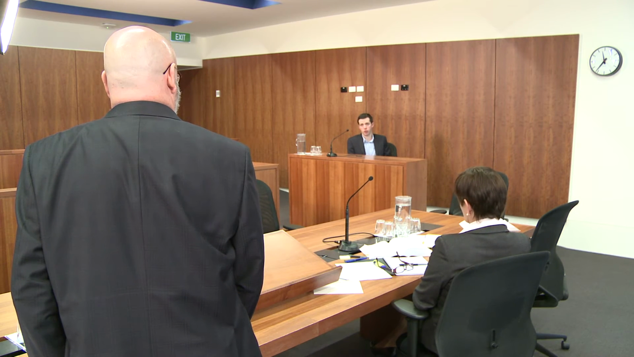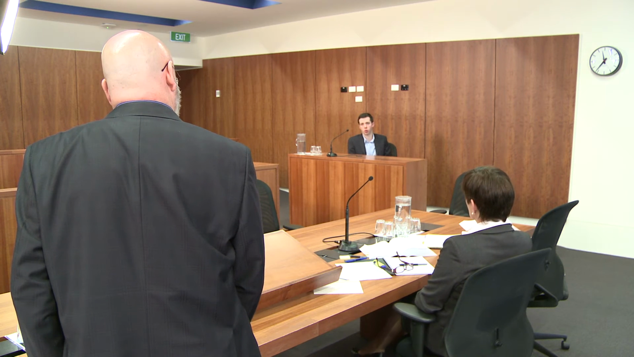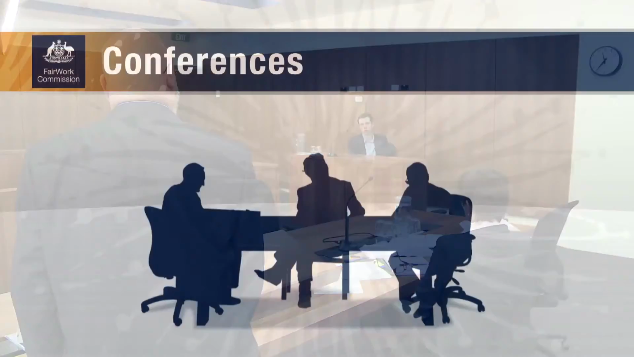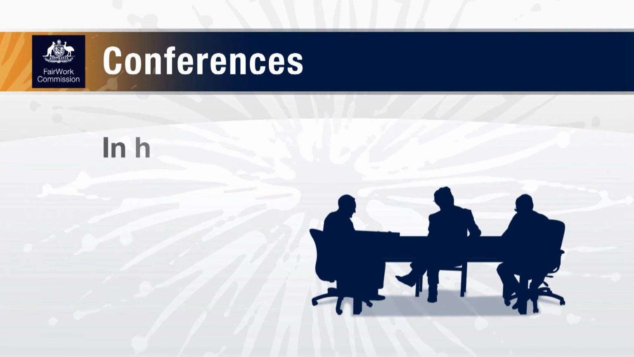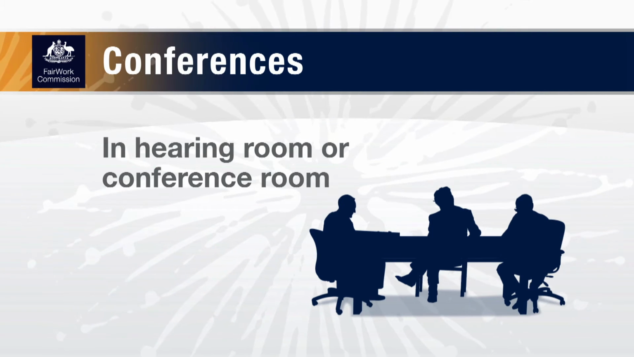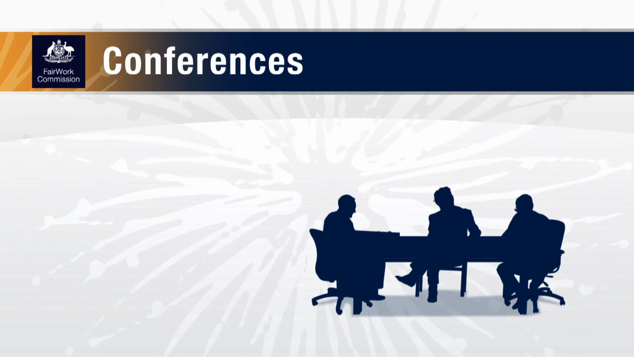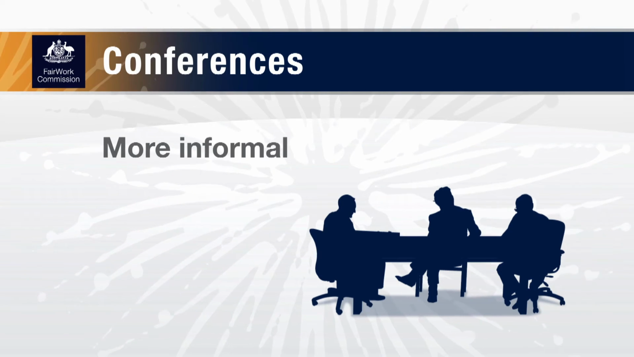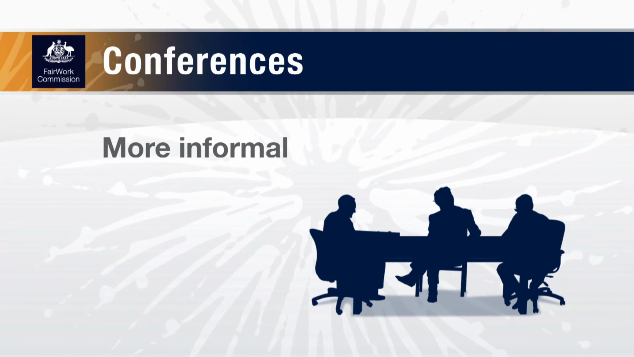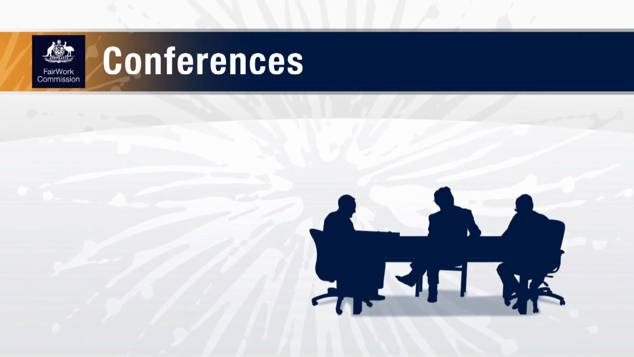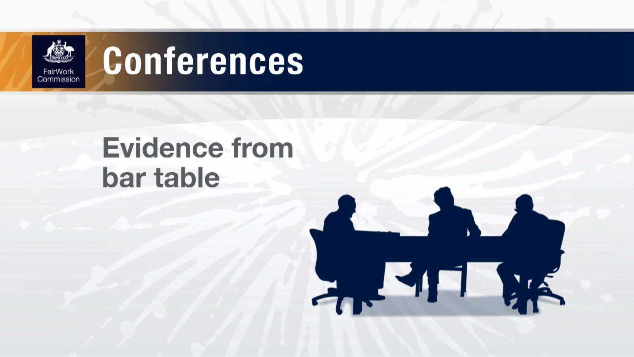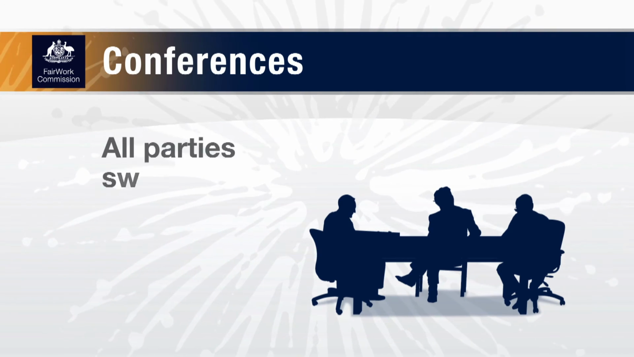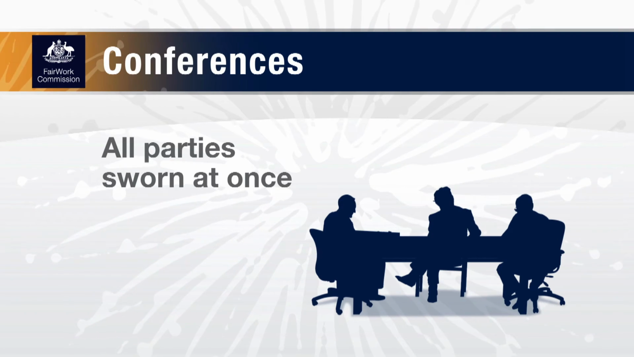Hearings are public events that anyone can attend, but an unfair dismissal claim may be heard in a conference which is closed to the public. In a conference, the door will be closed, showing it is private. Sometimes a conference may be moved to a conference room instead of using a hearing room. Conferences tend to follow a less formal process. The member may even sit at the bar table with the parties. In a conference, evidence may be given from the bar table instead of using the witness box. To allow that to happen, the employer and employee will be sworn in at the start of the conference.